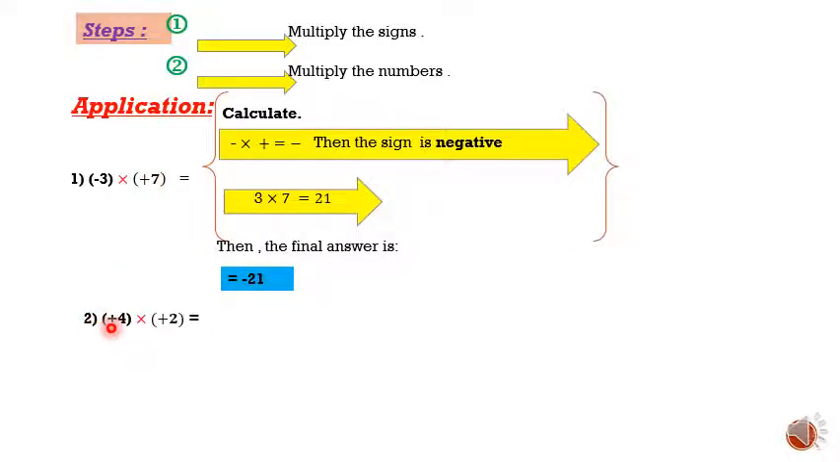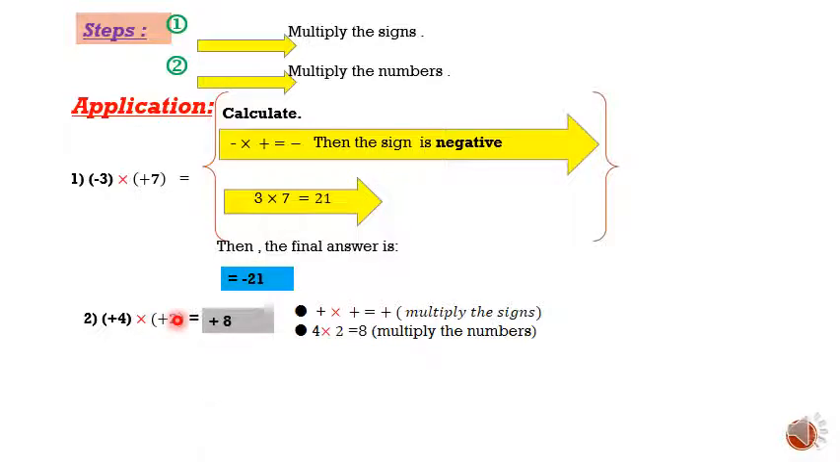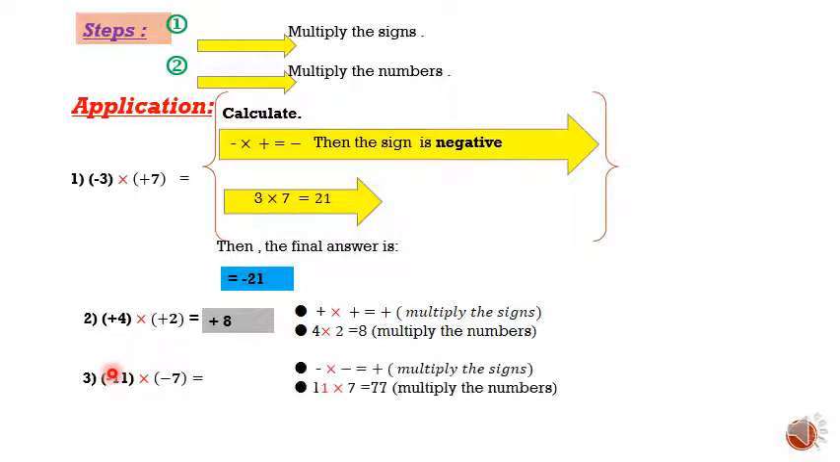Second part, positive 4 times positive 2. We multiply the signs. Plus and the plus will give me also plus, same signs. Then we multiply the numbers. 4 times 2, which is 8. So our final answer is positive 8. The last example, negative 11 times negative 7. They have same sign. Minus times minus is plus. And 11 times 7, we multiply the numbers, it's 77. So our final answer is positive 77.